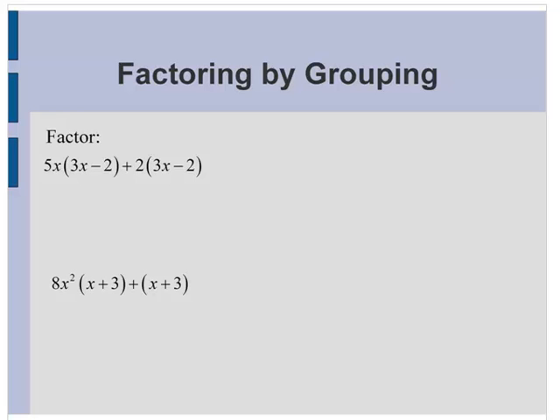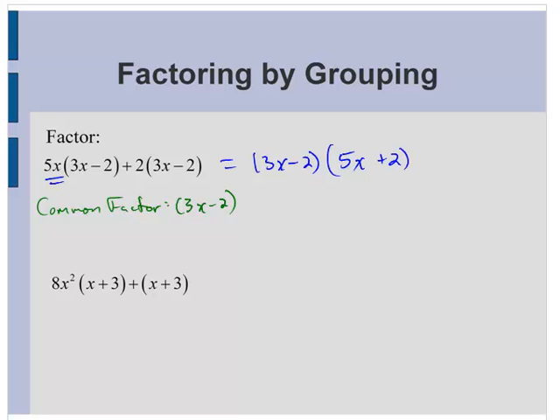So if we had 5x times 3x minus 2 plus 2 times 3x minus 2, the common factor is the quantity 3x minus 2. So I can write this as 3x minus 2 times what? Well, we would need a 5x, and we would need a plus 2. 5x plus 2, those go to the second factor. Try the remaining exercise on your own.